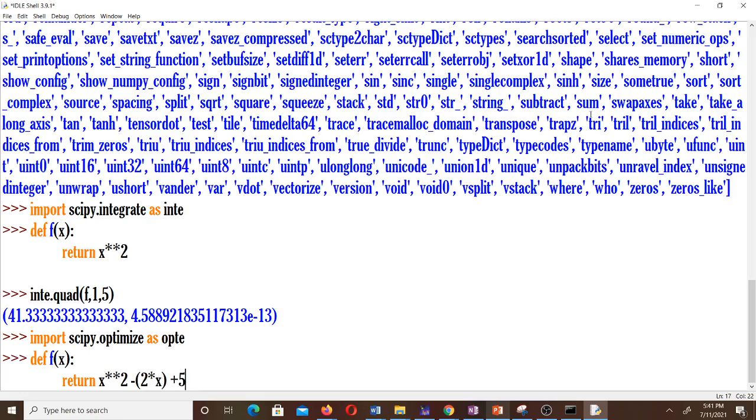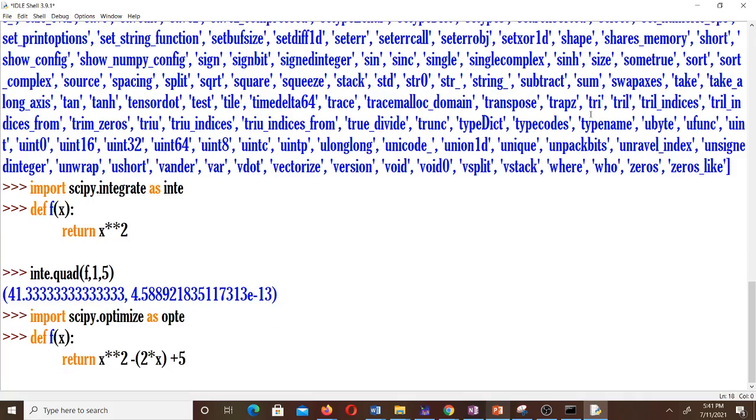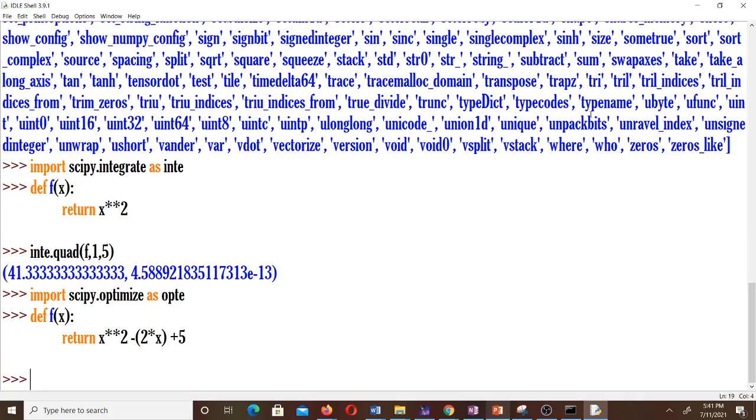So there it is, x squared minus 2x plus 5. Then I want to minimize it, and it is just one variable. So I do minimize_scalar; if it was several variables, it would just be minimize without scalar. Then what's the function I want to minimize? f. So I just minimize f.